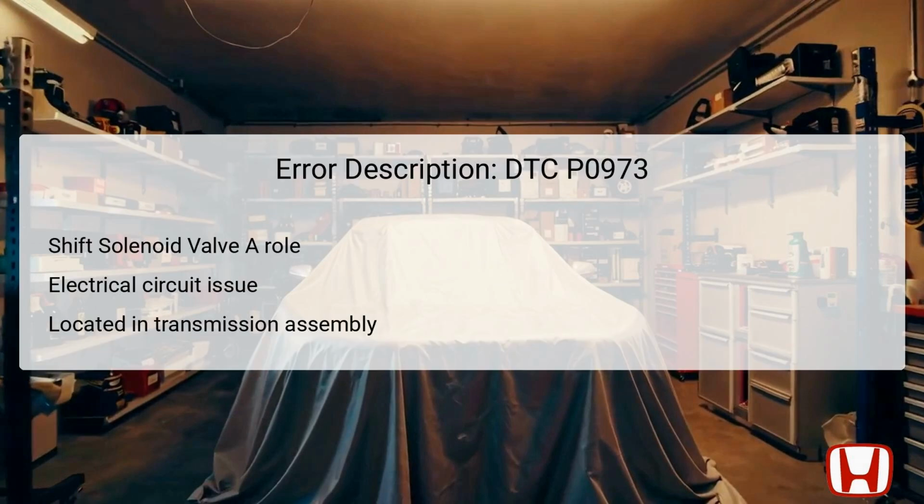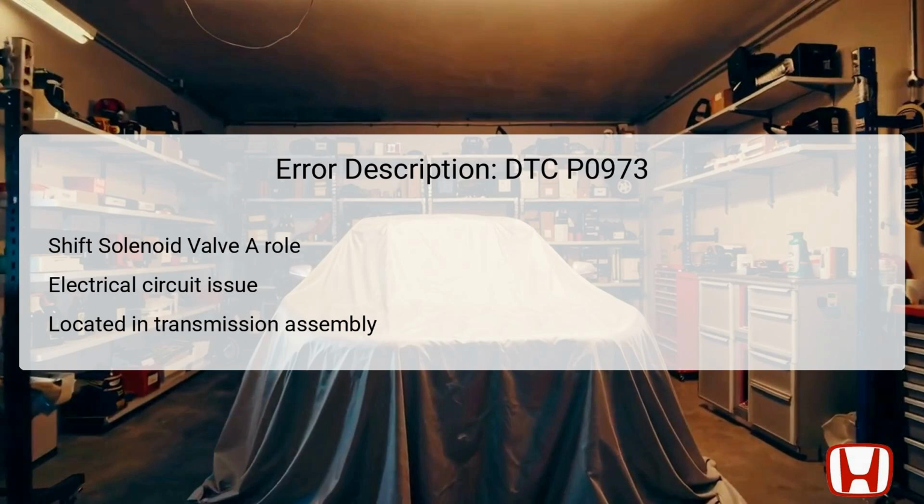The error code P0973 specifically pertains to the shift solenoid valve A, which plays a critical role in activating gear shifts in Honda Accord vehicles. This component is responsible for controlling the transmission fluid pressure that affects the shifting of gears. When the ECU, or engine control unit, signals the solenoid, it opens or closes to allow fluid to flow and facilitate shifts. The shift solenoid valve A is found within the transmission assembly, making it less accessible than other components, which demands proper dismantling for inspection.